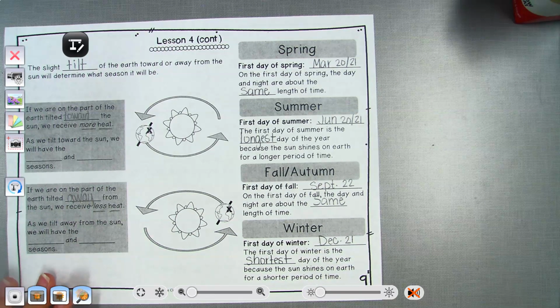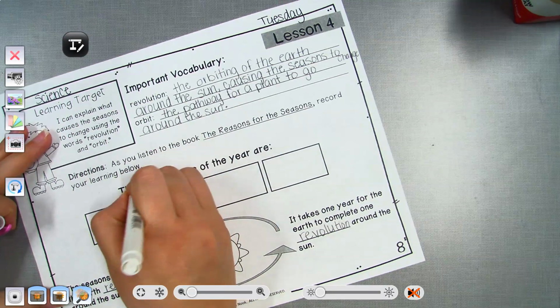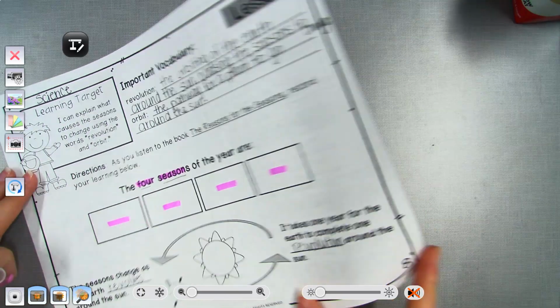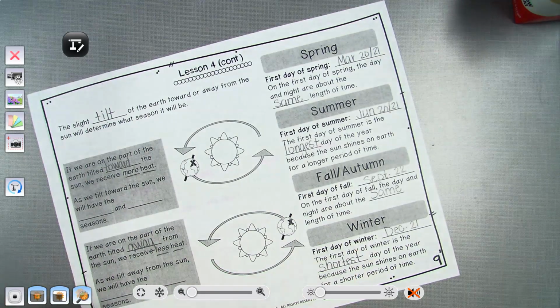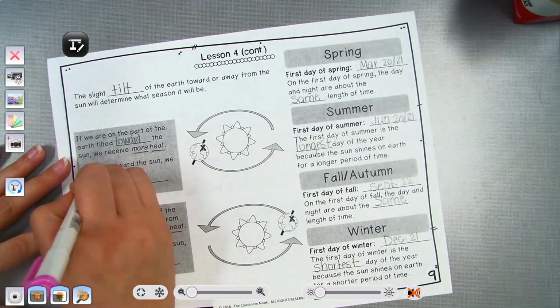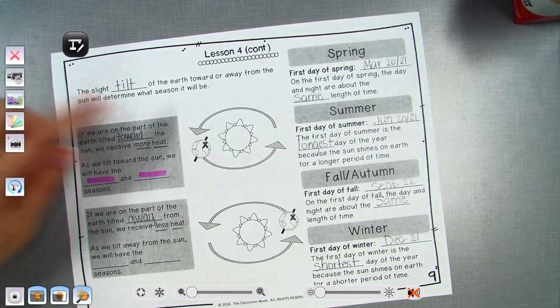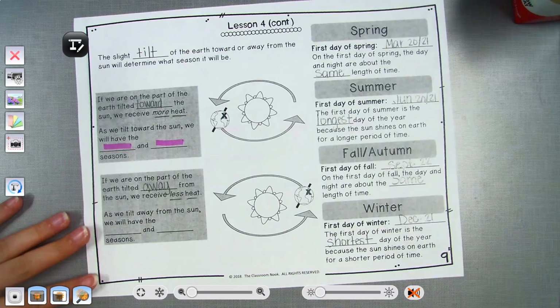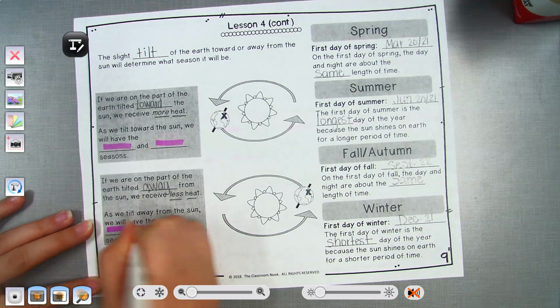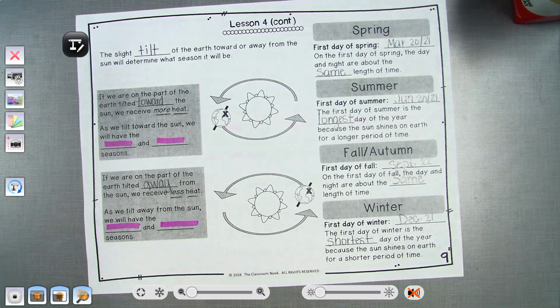So you're responsible to fill out. You have to tell me the 4 seasons. So you need to write them in the box. Okay. You're responsible for telling me if we're tilted towards the sun, we get more heat. What 2 seasons will we be in? If we are tilted away from the sun, we get less heat. And what seasons will we be in? Okay, so that's what you're responsible for filling out, guys. All right.